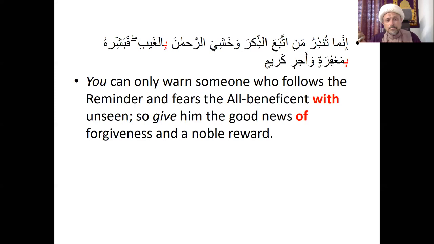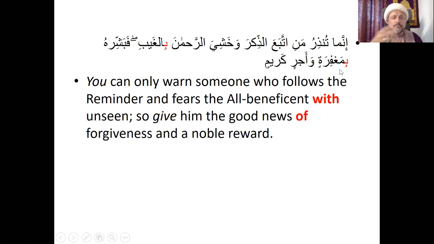Give him glad tidings. So this ba is not a harf jar. This is a verb, bashshirhu, giving glad tidings, bishara. Bimaghfiratin. There's an E sound here. Bimaghfiratin: B, harf jar, maghfiratin. Wa ajrin kareem. So bi maghfiratin, give him glad tidings of what?